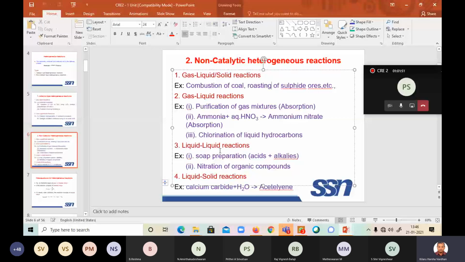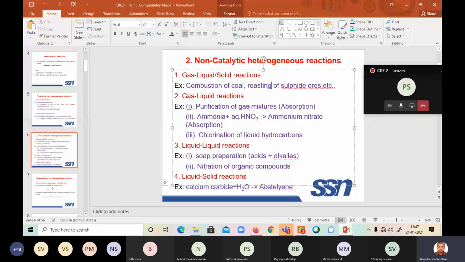Yeah, this is one example. The other reactions are also there. Liquid reactions, you can see soap preparation. That is acid plus alkali, you get soap. This is a solid. So in these reactions also, mass transfer plays a very important role. Nitration of organic compounds is one more example of liquid reactions. There can be liquid solid reactions also. Calcium carbide plus H2O will give you acetylene, right? So these are some of the examples.